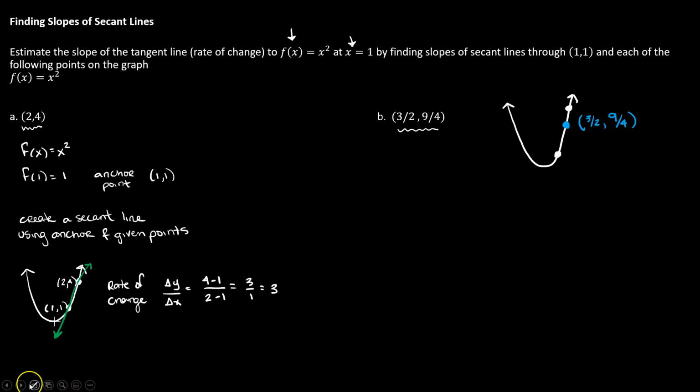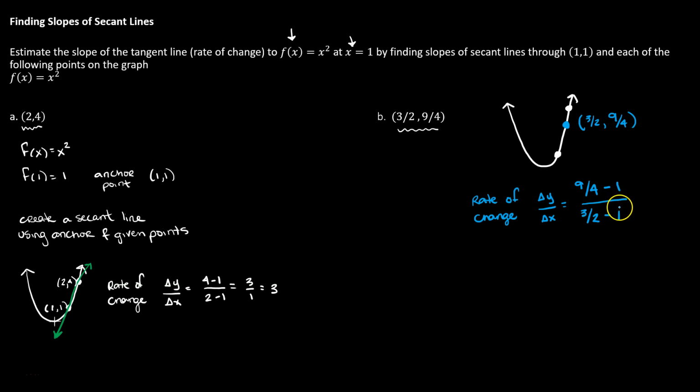All we need to do is calculate our slope again. I'll keep it in blue. So our rate of change will look like the change in y over the change in x. So we're just going to do the calculation again. Our y value for this advanced point is 9/4 minus the old y value, which was at y equals 1. And then the change in x, our x value is 3/2 minus the original x value, which was at 1. So then we just need to do this calculation.